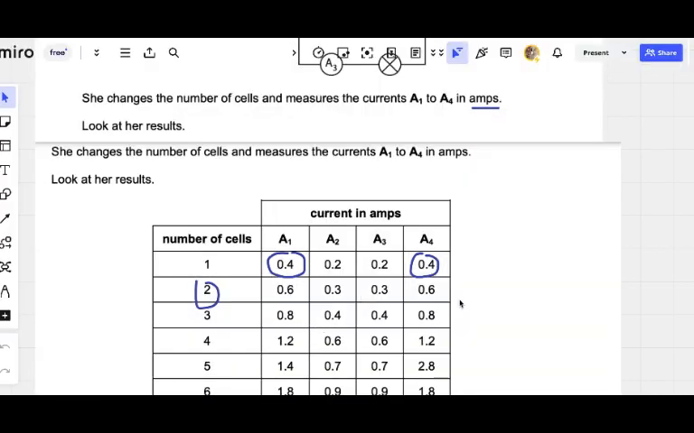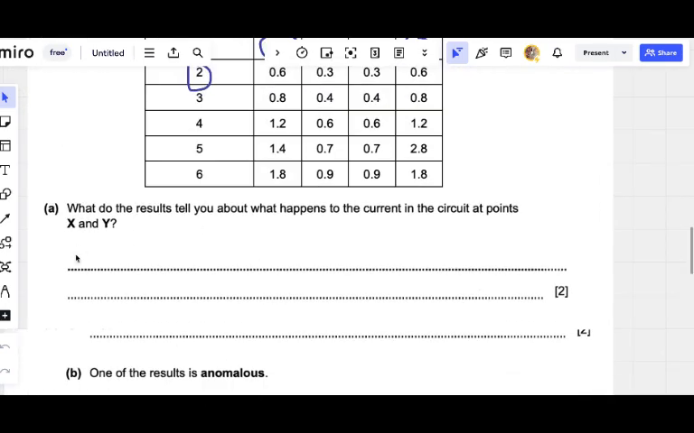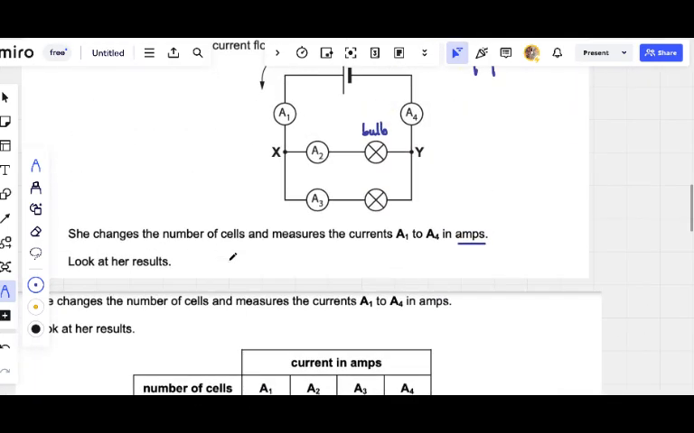So we say, at point X. Look at point X. You know the current is coming like this. When you get to this junction, or at junction X, or at point X, the current splits into 2 equal parts.